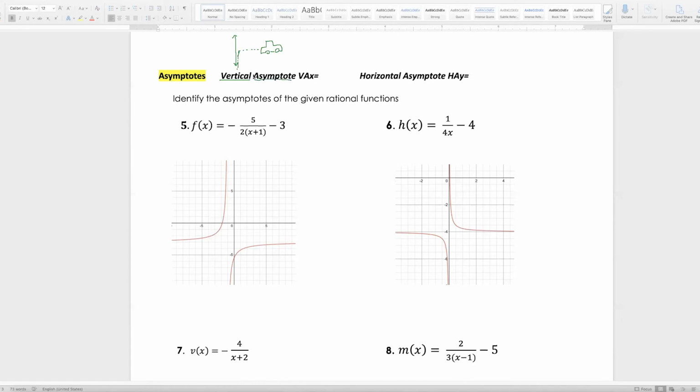Think about an electric fence. You don't want to hit it. You can come really close to the fence, but if you hit it, you're going to get shocked, right? So you don't want to pass that.